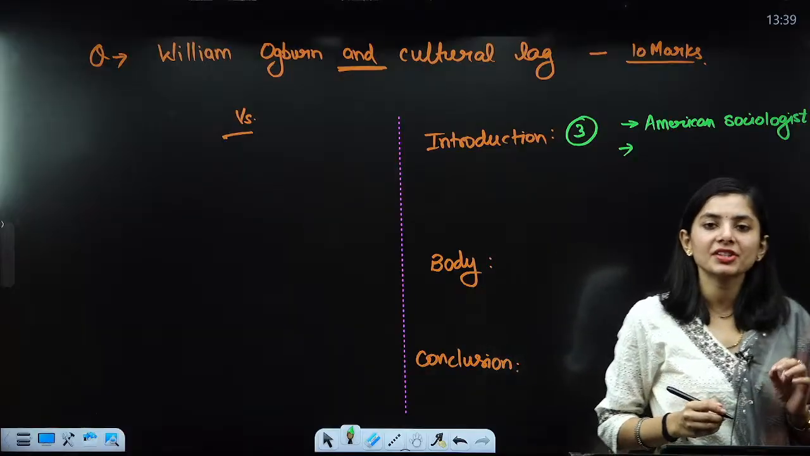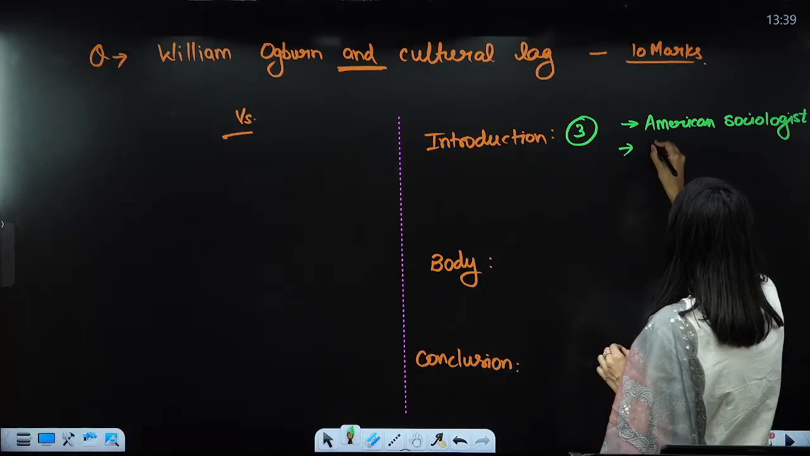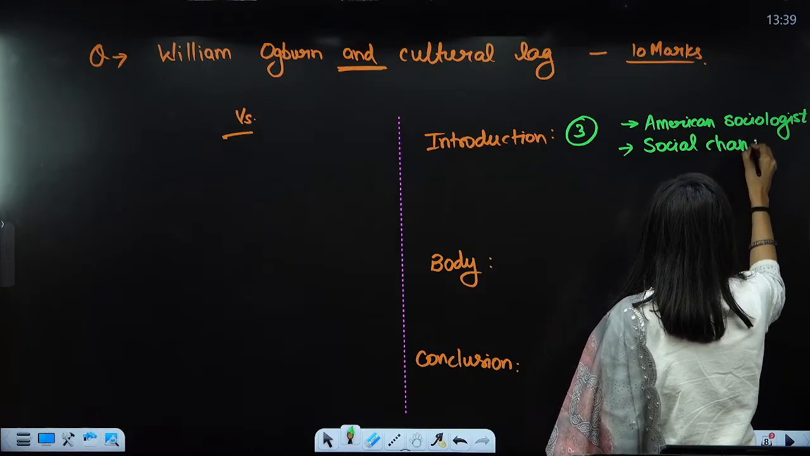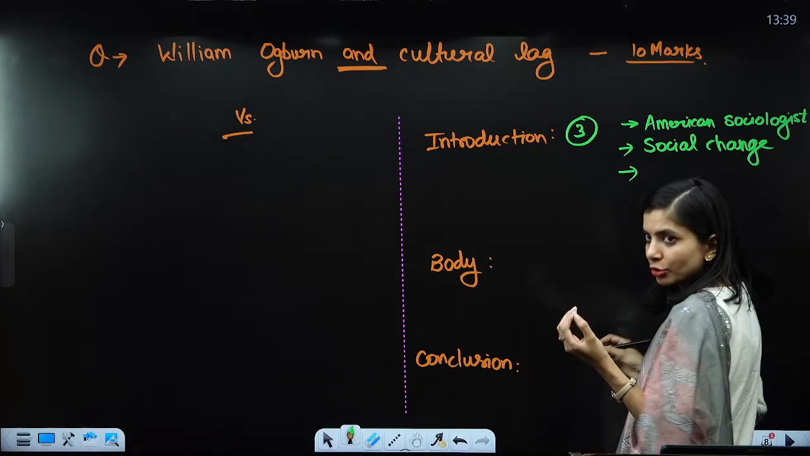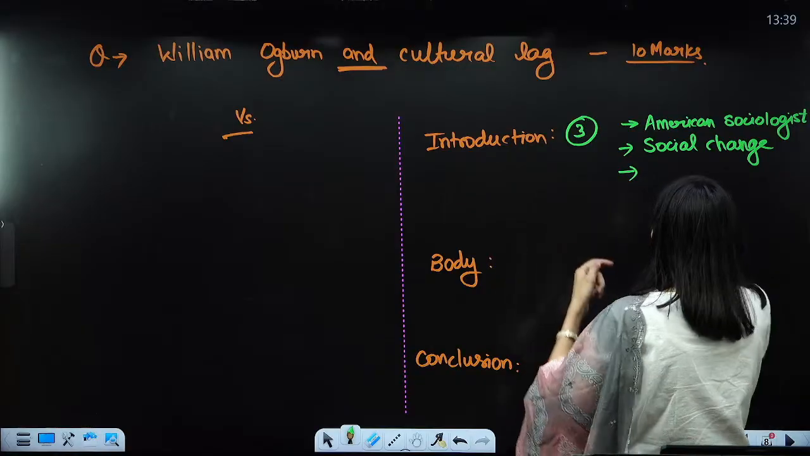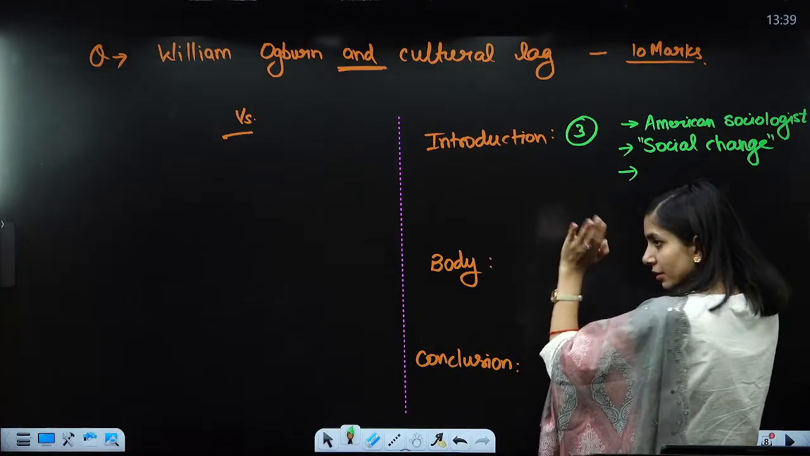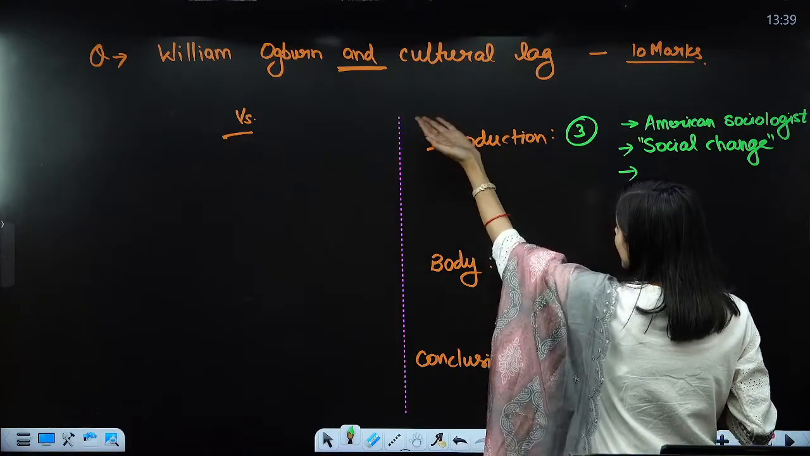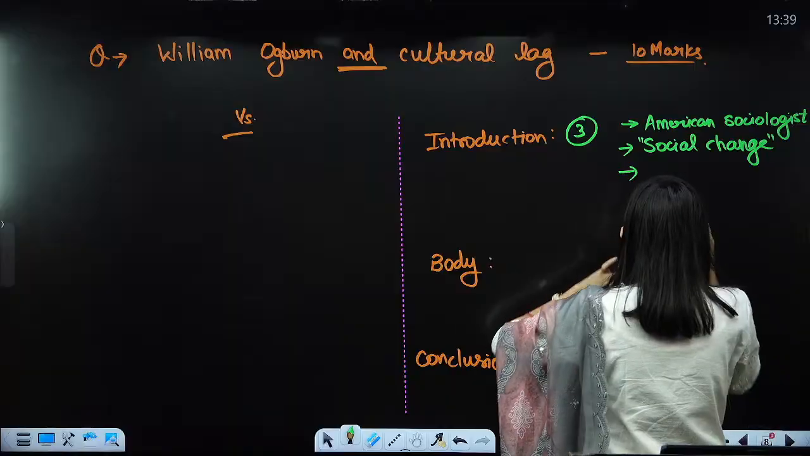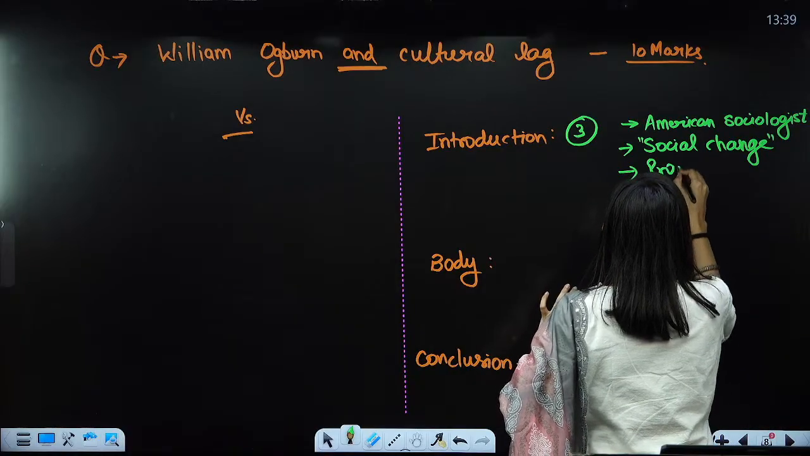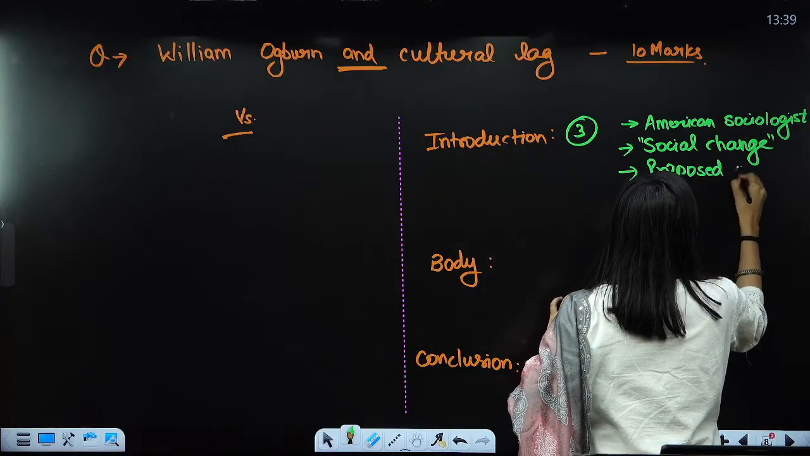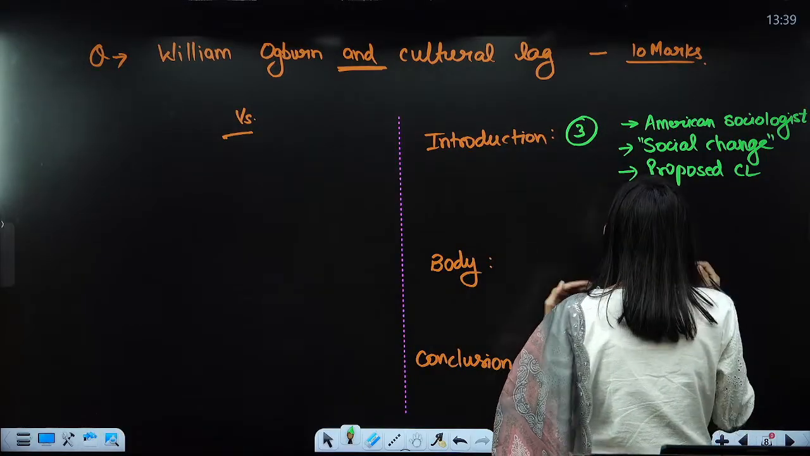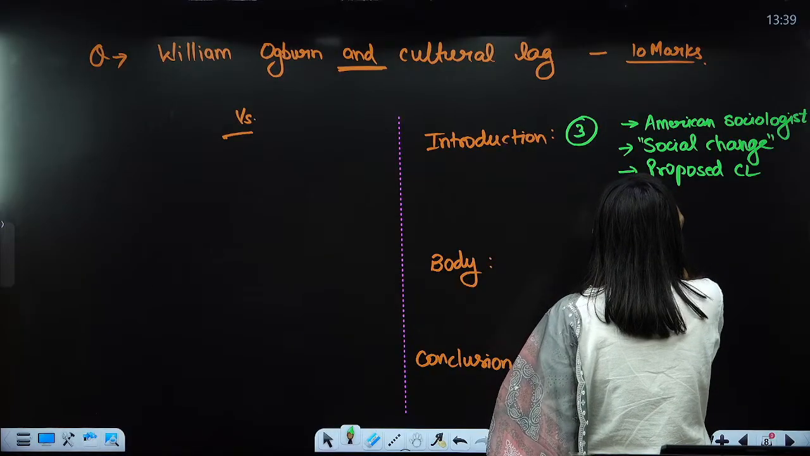Next, you will mention his book Social Change. The book title should be closed within inverted commas. Next, you will mention that he proposed this. Then you will mention that William Ogburn basically proposed this cultural lag. And you will also mention that he was related to technological determinism.